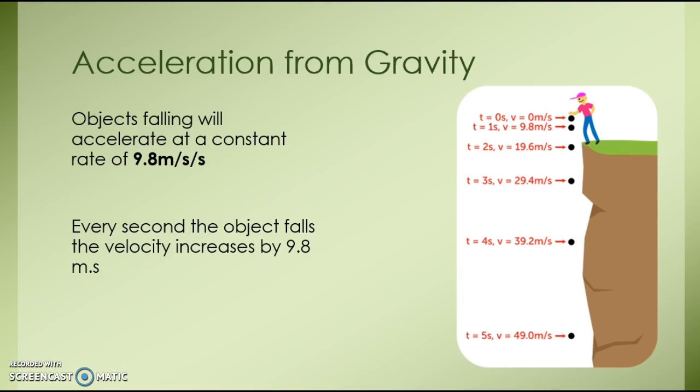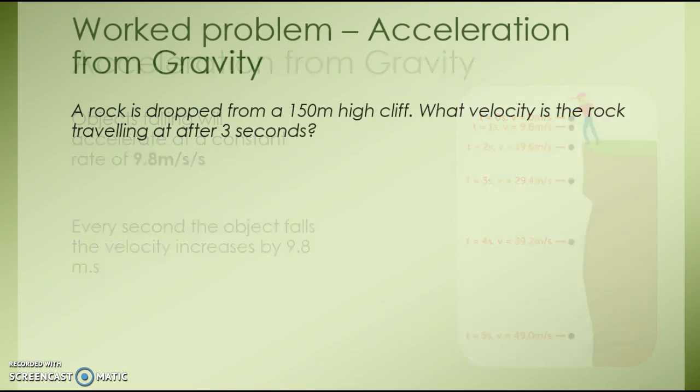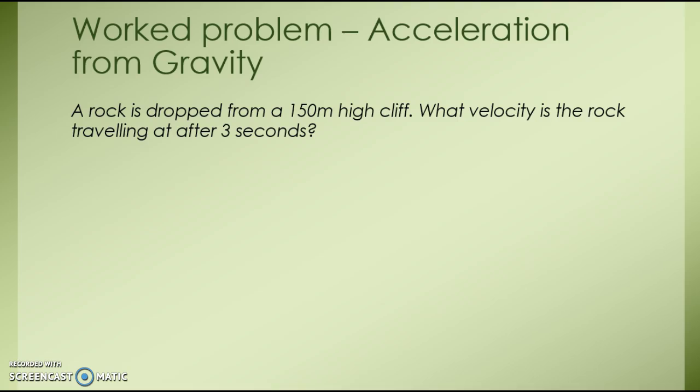So after 1 second, if you look at the picture on our right, the velocity is 9.8 meters per second, whereas after 2 seconds it is now 19.6, which is 2 times 9.8. At 3 seconds, it is 3 times 9.8, which is 29.4, and you're probably going to start to see a pattern here. So any questions you get that refer to something being dropped off a cliff or dropped from a very high height are going to be these types of questions that refer to acceleration from gravity.